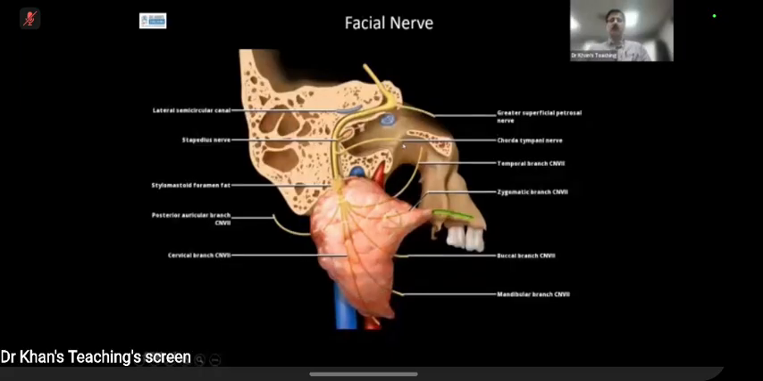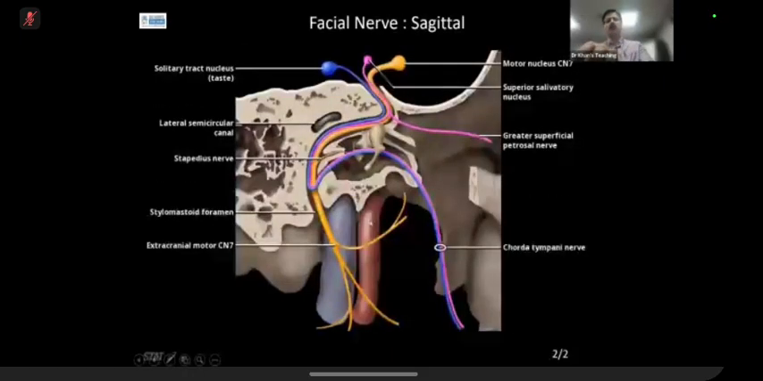So various functions of the facial nerve include lacrimation, which is controlled from here, sound dampening, which is controlled from here, anterior two-thirds of the taste, and then there is what we call muscles of facial expression, which are controlled from the distalmost branches.